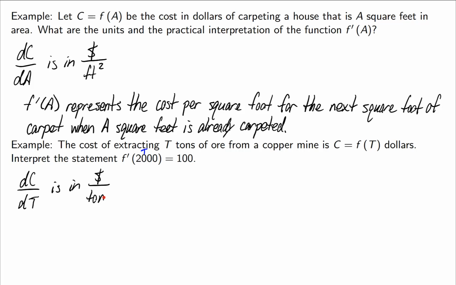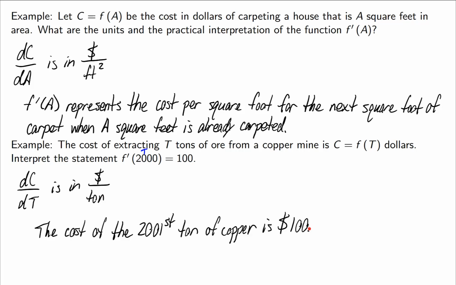But the next one I can actually quantify this time. So the way that I'm going to write this is that the cost of the 2001st ton, the next one, of copper is $100. And that's the strategy in general. The next one is what the derivative value represents. It represents whatever quantity change, in this case the cost, of that very next item.